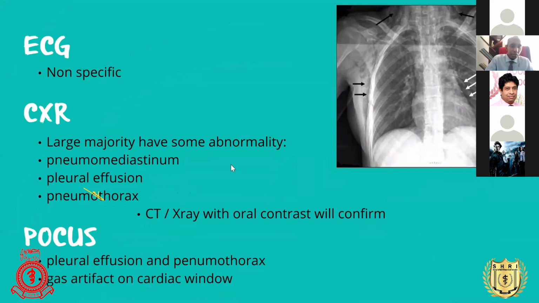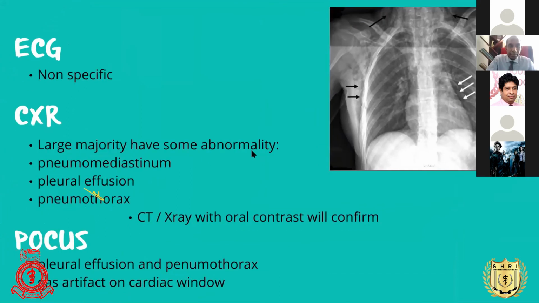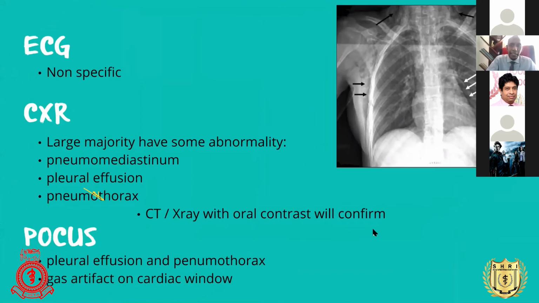And the chest X-ray, as seen here, can show some subcutaneous emphysema, mediastinal gas, and a very clear heart border, and sometimes a widened mediastinum. And they can have pleural effusions as well. Focused ultrasound is again helpful to identify pleural effusions or pneumothorax, or sometimes you can't see anything due to the subcutaneous emphysema.